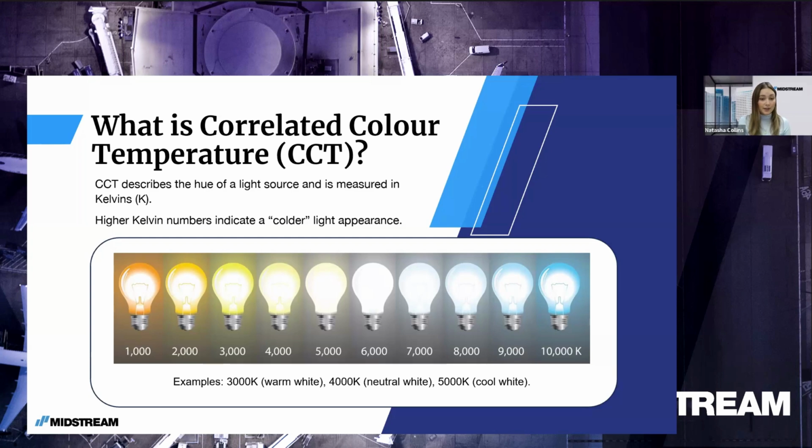So around 6000 Kelvin would be used for a surgeon's operating room because of the need for the increased visibility. And when we get to around 7000 Kelvin, that would be a computer screen. As you can see, as it gets higher in Kelvin, it gets more blue.